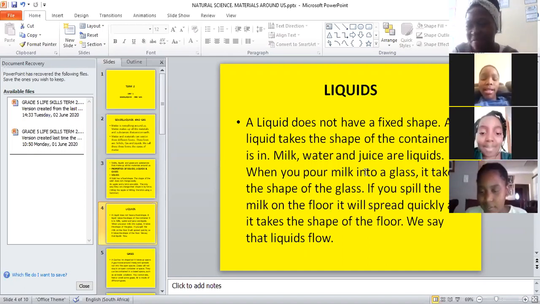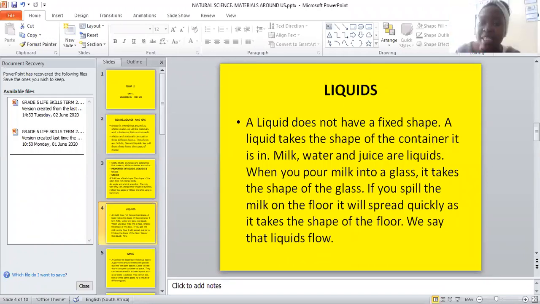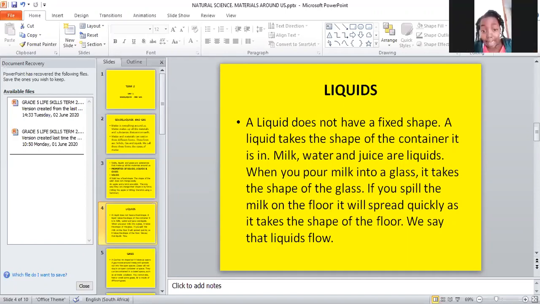Ma'am, property of liquids is like if you pour water into a cup, it's going to go into the shape of a cup. Yes, it does not have a fixed shape, right? So let's say milk, water, and juice, they are liquids. When you pour milk into a glass, it takes the shape of the glass. If you spill the milk on the floor, it will spread quickly as it takes the shape of the floor. And then we say the liquids flow.